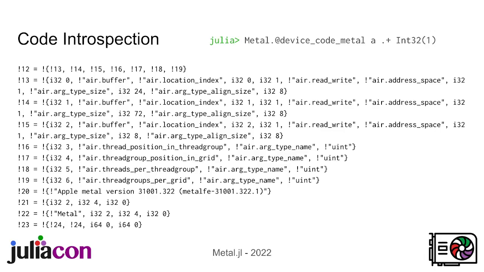And so you can see for just a simple broadcast across a 3-element array or a 5-element array here, it emits a lot of metadata. This is just a subset of what's emitted. So there are lots of things about the indexing intrinsics and the buffers, etc. So if you need to introspect this code or debug something, there are tools available for you.